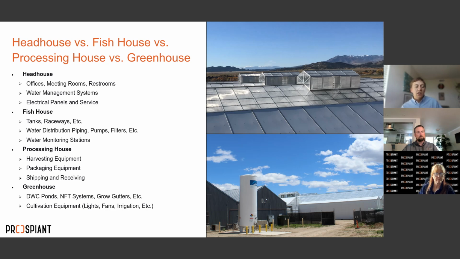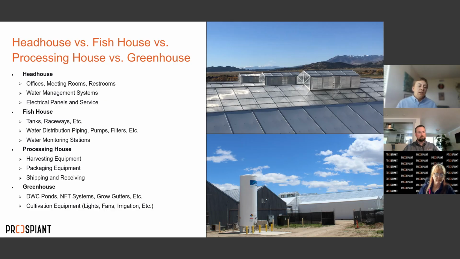And then the fish house, so this is kind of self-explanatory. This is going to be where the actual fish are held. And inside the fish house, you're going to have your tanks, your raceways, however you are trying to cultivate your fish and grow them. That's going to be inside the fish house. And within that as well, you're going to have your distribution piping, some pumps. You might also have some filters in there. Sometimes all of that's underground. Sometimes it's overhead. There's a lot of different ways to do the fish house, but a lot of it's going to be dependent on which form or method you're actually trying to raise your fish in.